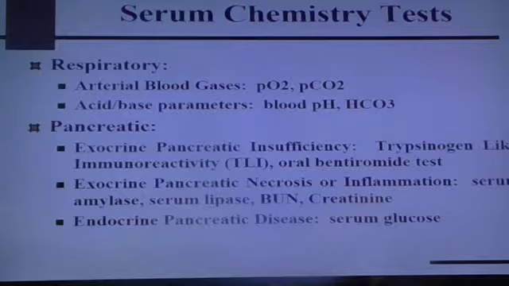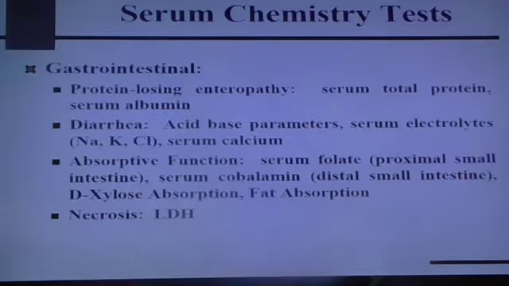Now, endocrine pancreatic disease, what's the main thing we look at? It's glucose. Now we can measure insulin, but again, that is not a routine clinical pathology panel, that is a special test. About the GI tract. If we have a protein-losing enteropathy, what are we going to see in the blood? Low albumin and low globulin, both.